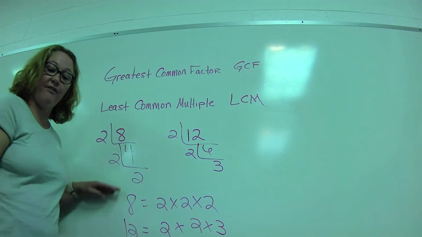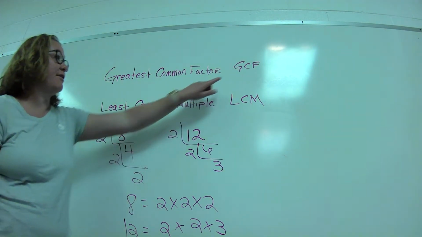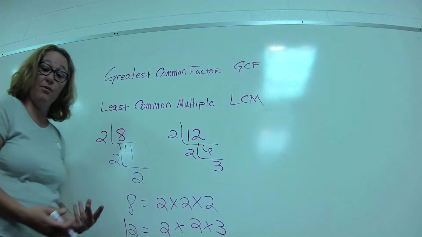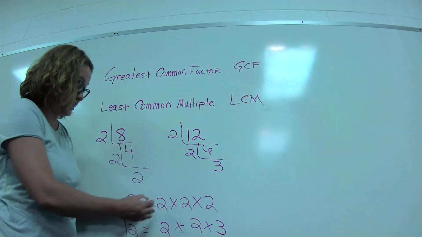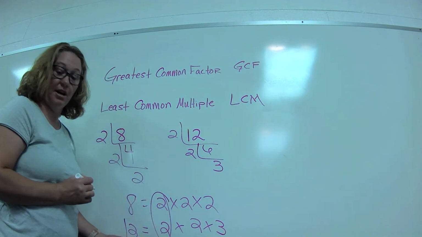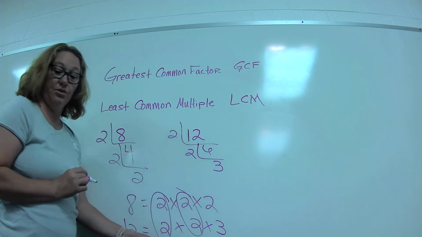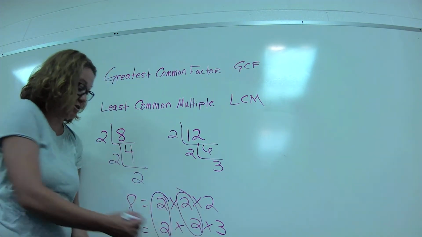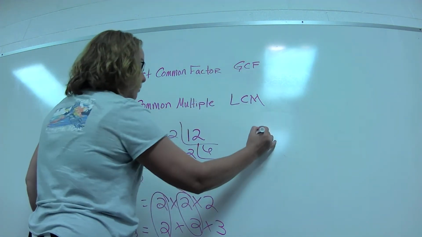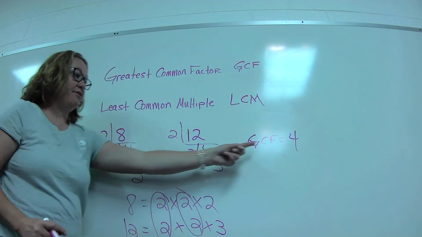Now, since we have factored our numbers out by the primes, we're going to see if we can find our greatest common factor. All right, so we look to see what is common. Well, we have a 2 here, and we have a 2 here. So we can circle those. Those are common. We have a 2 and another 2, so we'll circle those. These are not common, so it simply means now I have 2 times 2 is 4. My GCF for 8 and 12 is 4.